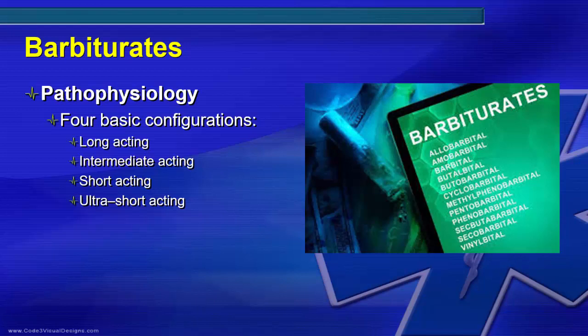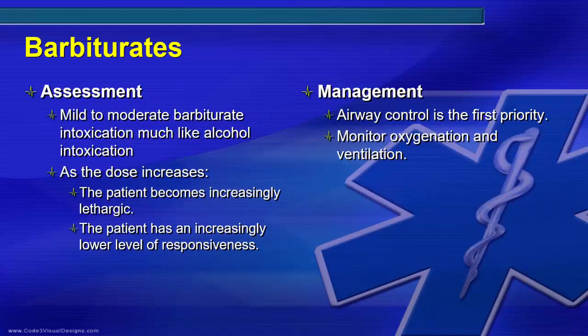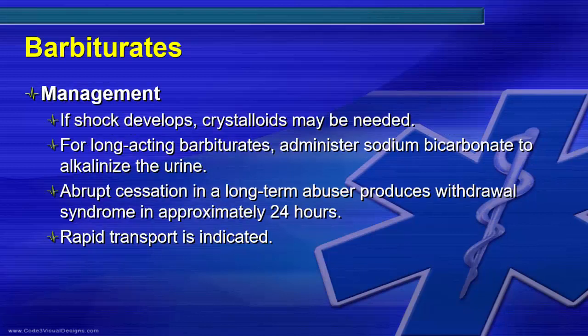Barbiturates potentiate the gamma-aminobutyric acid, or the GABA, at specific receptors to inhibit cellular excitation. A common barbiturate is going to be phenobarbital. Airway is the first priority. Monitor oxygenation and ventilation. Also look out for signs of withdrawal. If shock develops, crystalloids may be needed.